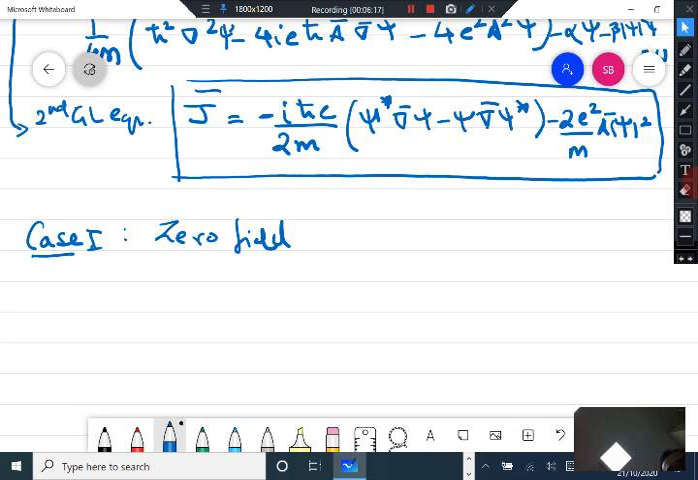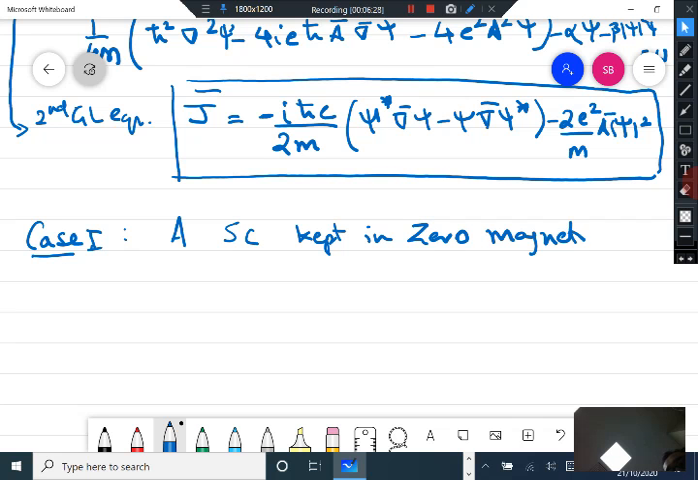zero field, a superconductor kept in zero magnetic field, namely the vector potential is taken to be equal to 0, and because there is no magnetic field applied, the current density is also 0. Because if you don't apply a magnetic field, there are no shielding currents generated around the superconductor, so you don't have any current density in the system.